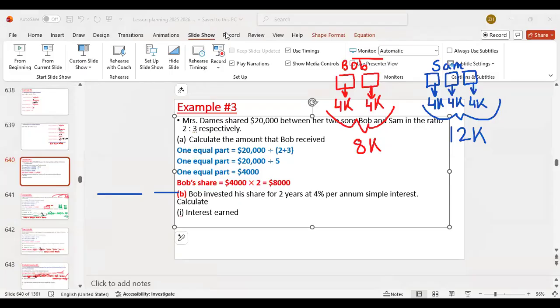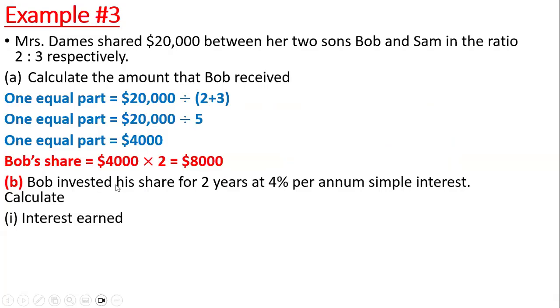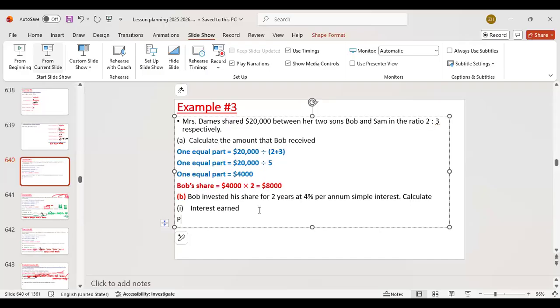So now we have to use simple interest, don't we? Because now they're saying that he invested this money for 2 years, at 4% per annum, simple interest. So let's list it. What is P in this case? 8,000. Why 8,000? Because that's his share. That's very good. So P is 8,000. What is R? 4%. 4% or just 4? What is T? 2 years. Very good.